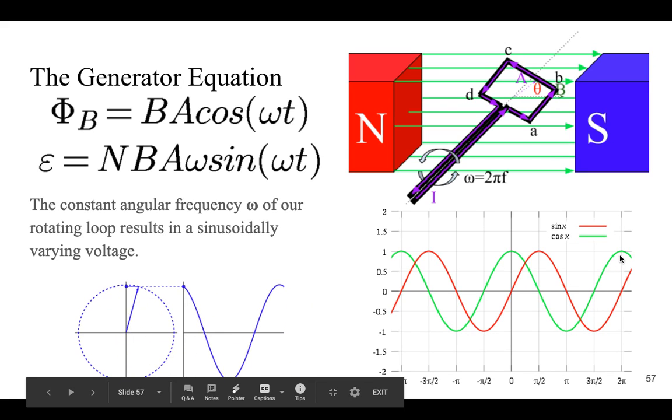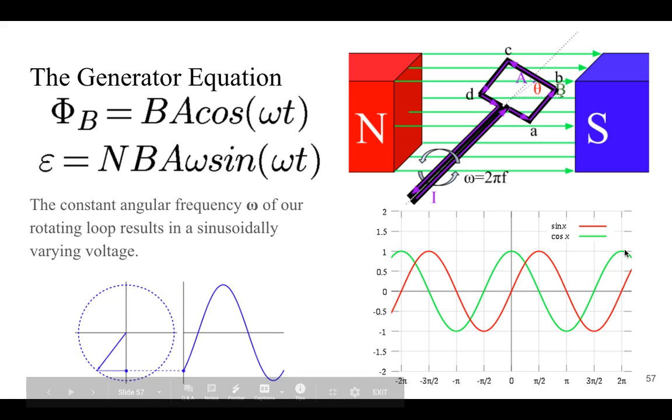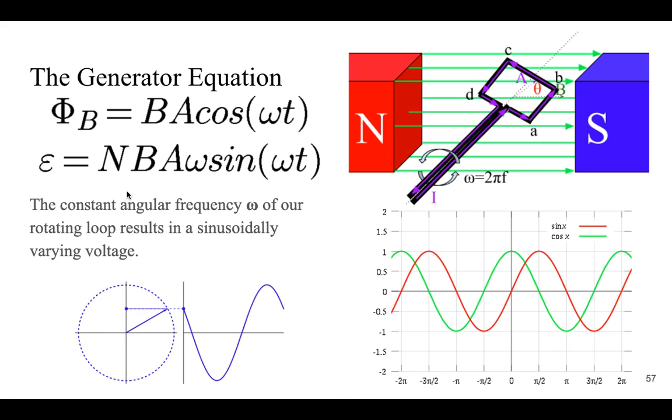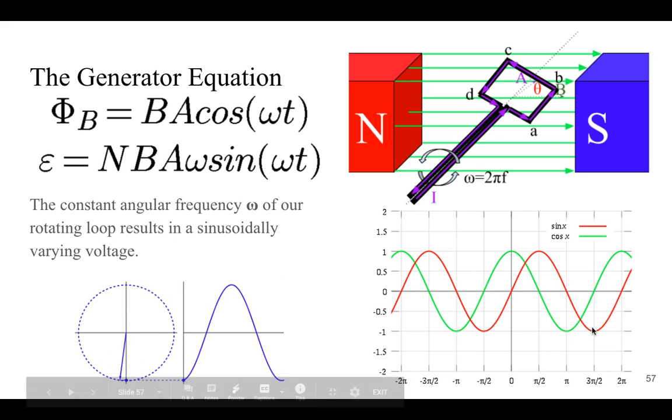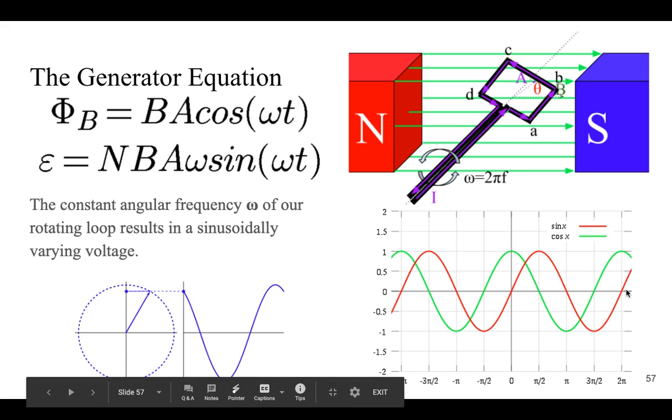And as this happens, we're going to have an induced EMF, and that one's going to vary sinusoidally. So we're going to go from having 0 volts to our maximum positive voltage, then back to 0, and then our maximum negative voltage, and then back to 0. And it's just going to keep varying like this.